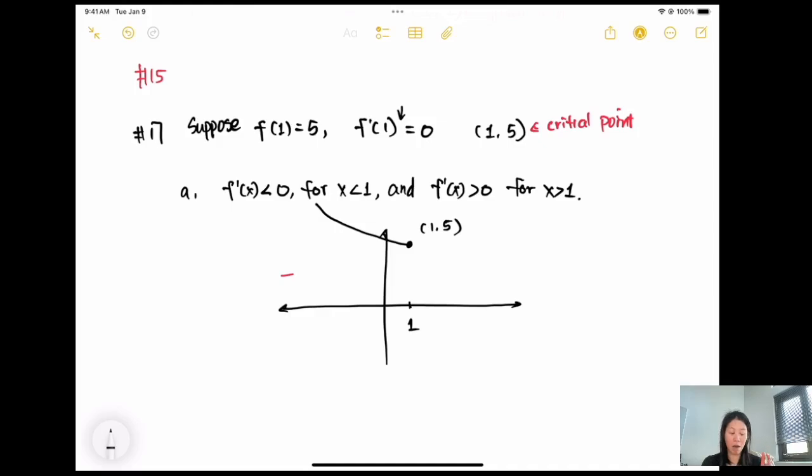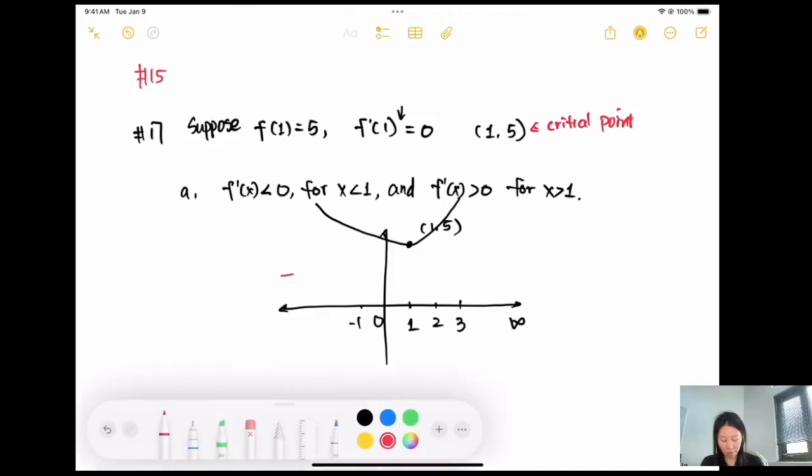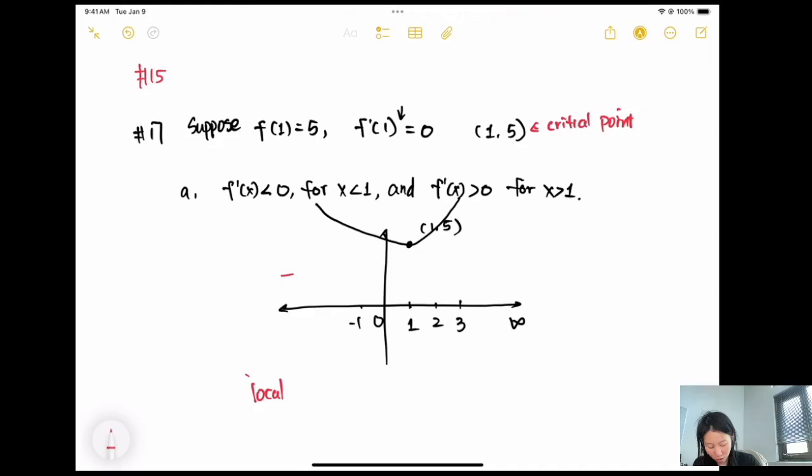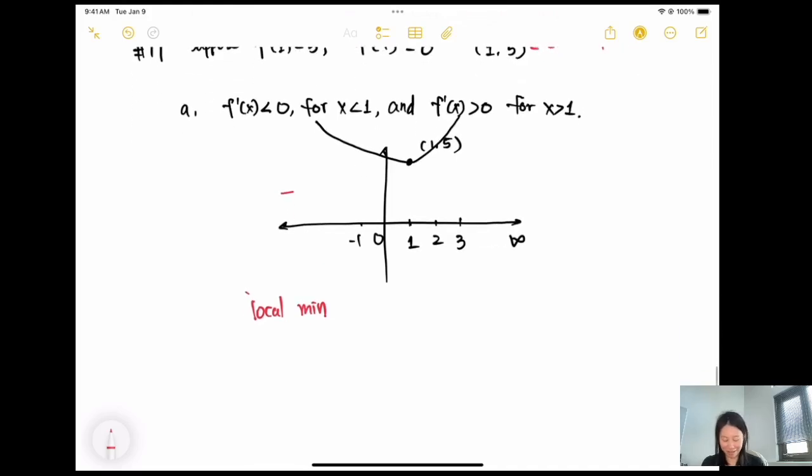And then for all x greater than 1, that means on the right side of the graph, because greater than 1 is on the right side, less than 1 is on the left side. And then this is going to be greater than 0. That means this is going to be an increasing point. So the graph is going to look like this one. So that means we are going to have a local minimum. It's a parabola.